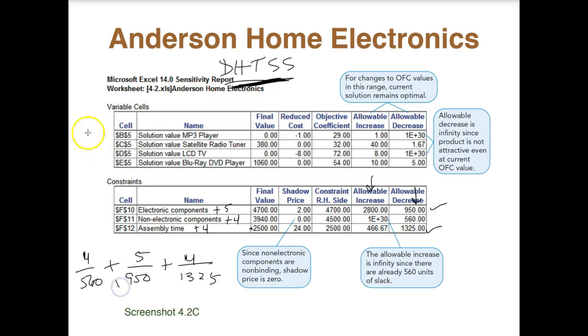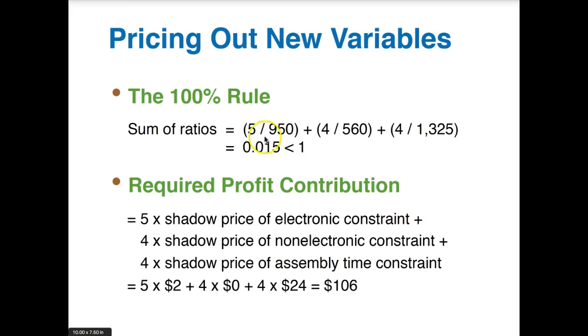And so now going back to where we were, you see why we have the 5 divided by 950 here. Let's try to do that again. And the 4 divided by 560, 4 divided by 1325. And of course, this again represents the electronic components. This represents the non-electronic components, and this represents the assembly time here, and the changes in that.